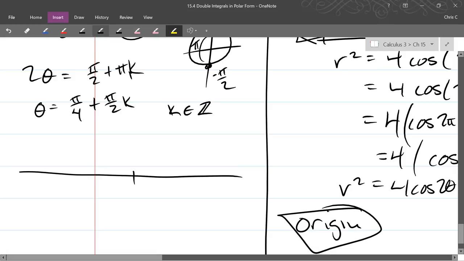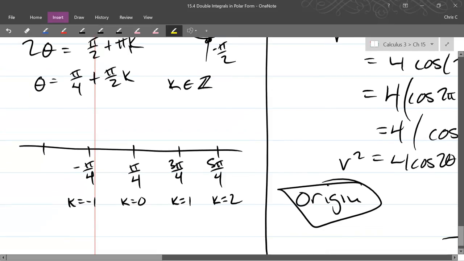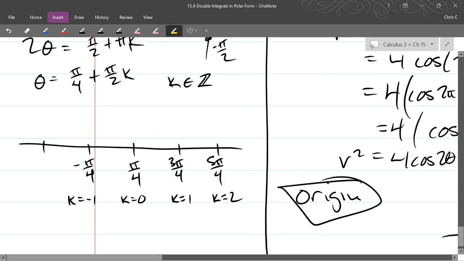I'm just going to write some k values here. We'll go with k is 0. We get pi over 4. And these won't be evenly spaced. K equals 1, we have 3 pi over 4. K equals 2, we have more pi's over 4, 5 pi over 4. And k equals negative 1, we have a negative pi over 4, et cetera, et cetera. All I have to do is figure out between which two of these we are going to use.